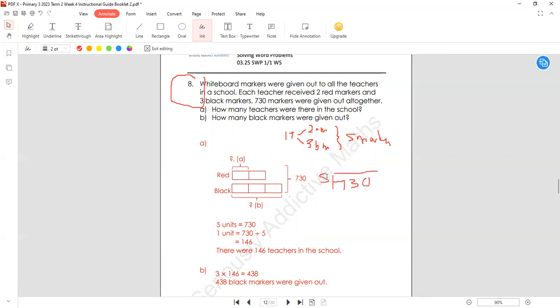Markers, right? Because one teacher has 5, one group has 5. The question is how many groups are there? How many teachers are there? And then you get the answer, which is 146. So there are 146 teachers. Get them to write the statement here. Okay. Now last question. How many black markers were given out?